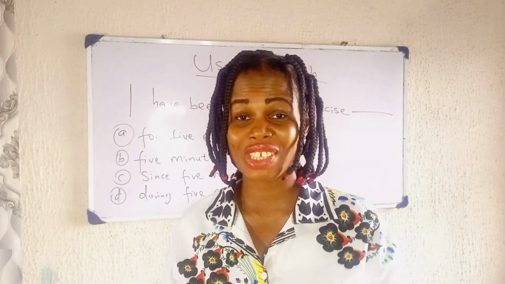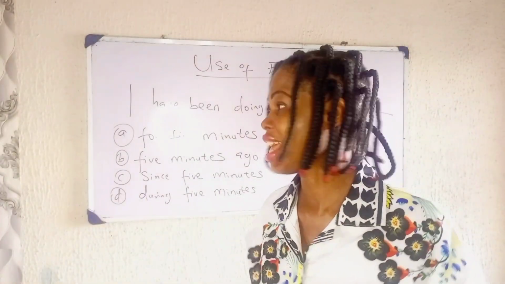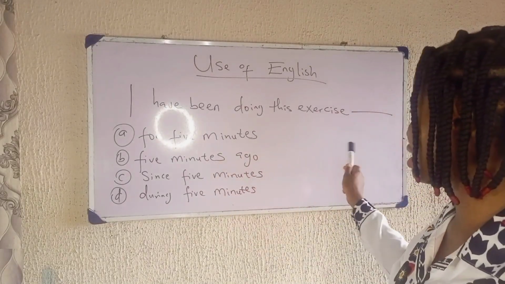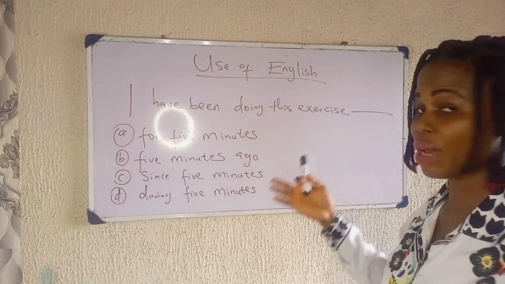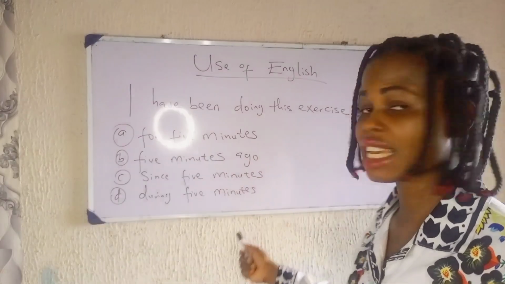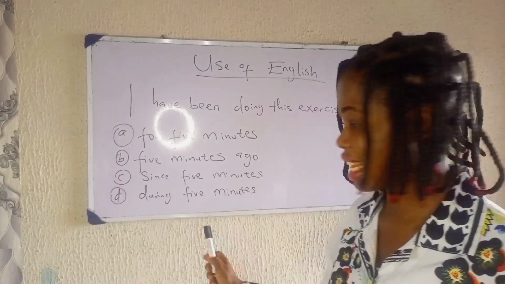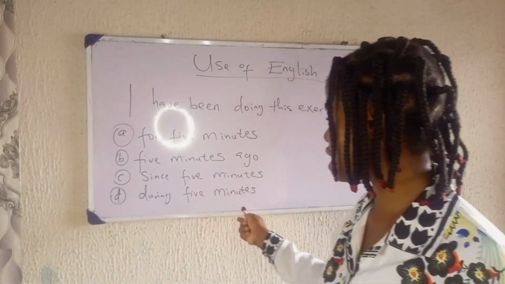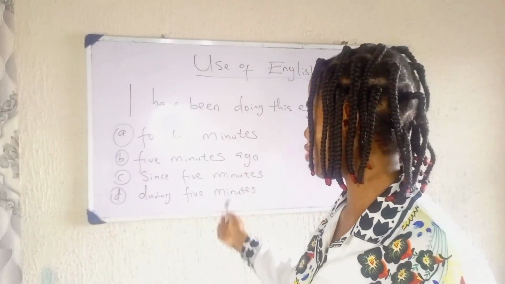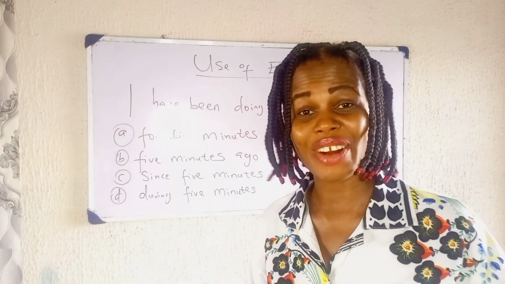Today I want to start with this question from JAMB Past Questions. I have been doing this exercise, and the options are: A, for 5 minutes; B, 5 minutes ago; C, since 5 minutes; and D, during 5 minutes. Which of these is the correct answer?